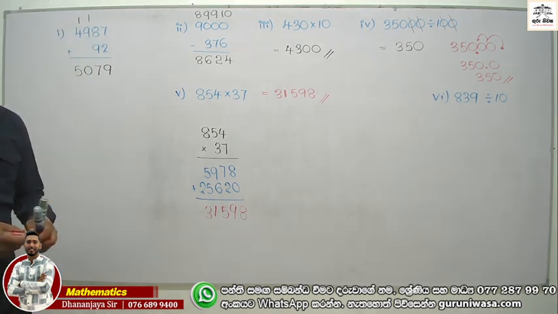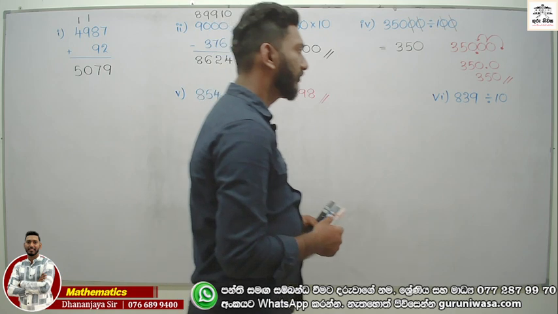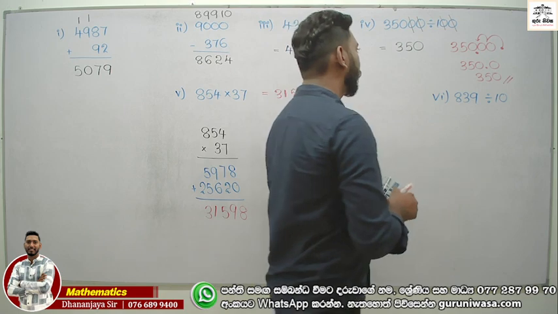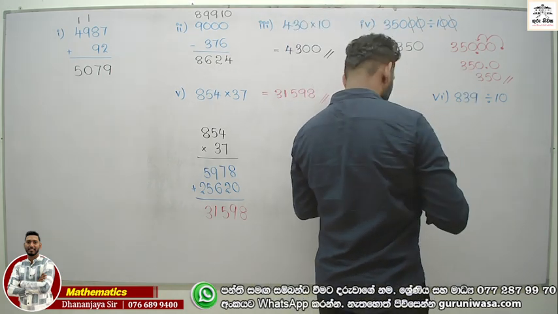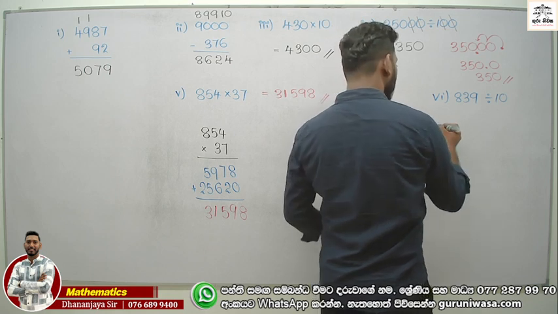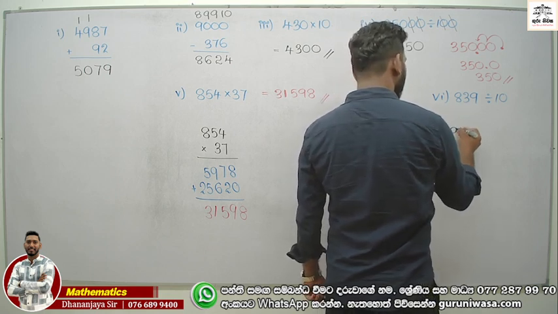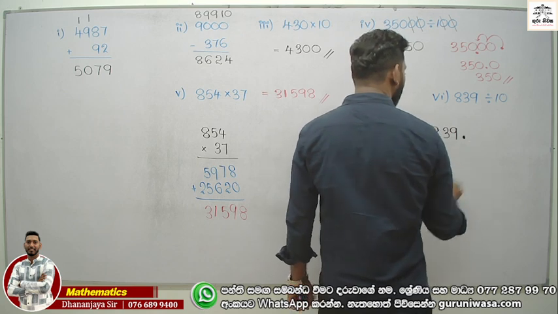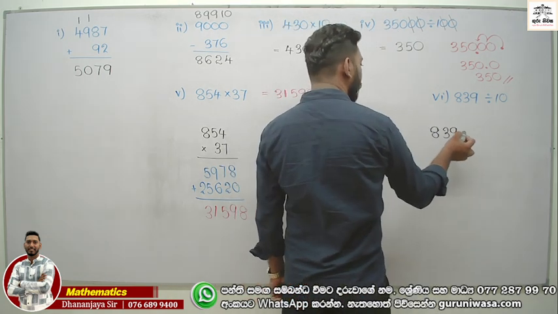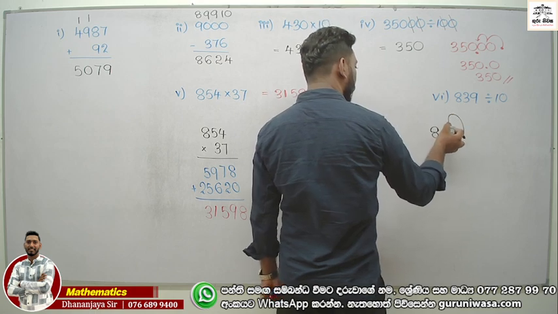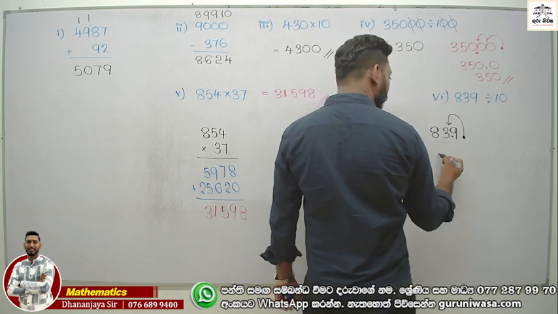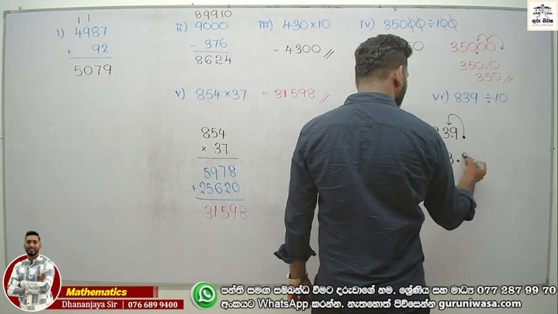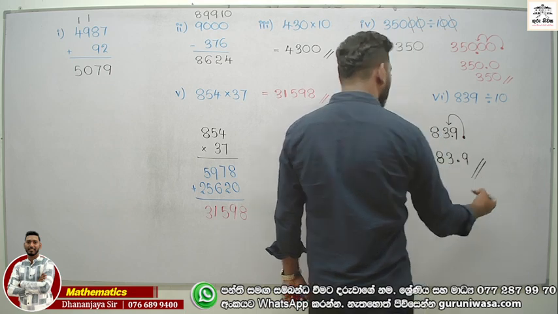Right. Last one, division. Now look at this. We cannot eliminate zeros. There are no zeros as last digits. Now you can use this method, the red color method. Now 839, where is the decimal point? The decimal point is here. Need to move to the left-hand side, one place. Now the answer becomes 83.9.